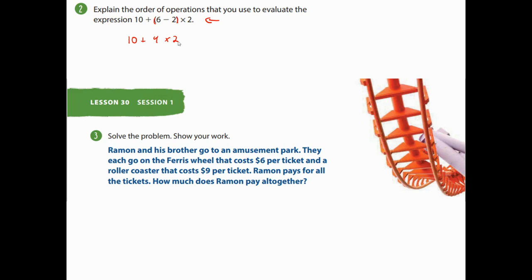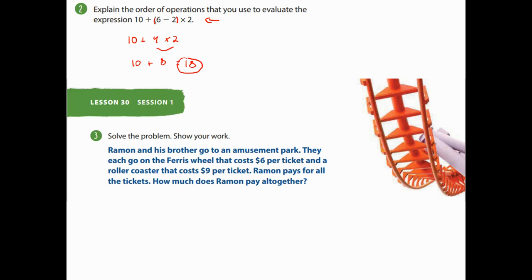And then the next level that we're going to deal with is multiplication and division. I do have multiplication here. So I do have 4 times 2, and that's going to be 8. So I bring my 10 down. I have 10 plus 8, and then 10 plus 8 gives me 18. All right, so 18 would be my answer there.